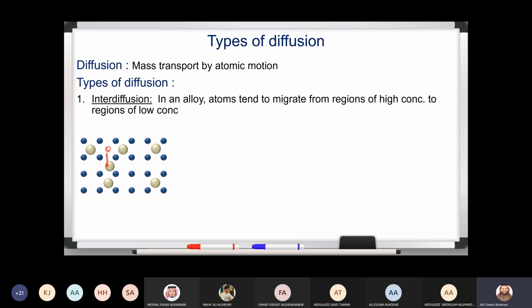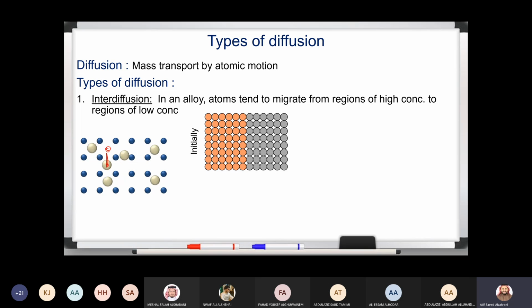And there are two types. The first type is called interdiffusion, which is basically happening in alloys, since we are talking only about metals in this case. So atoms tend to migrate from regions with high concentration to regions with low concentration. Let me give you an example just to explain the definition of interdiffusion. Here we have atoms B, and here we have atoms A. The atoms B in orange, the atoms A in gray here.